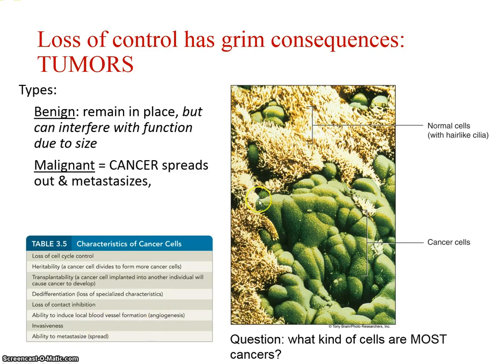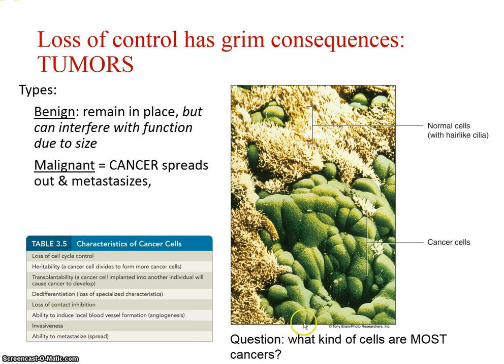They have an ability to cause blood vessels to grow to them, called angiogenesis. They are invasive, and this term metastasizes is part of that too, but invasive means they can grow into a blood vessel or limb. What kinds of cells are most cancers? Epithelial and then connective, because epithelial cells divide all throughout your life.